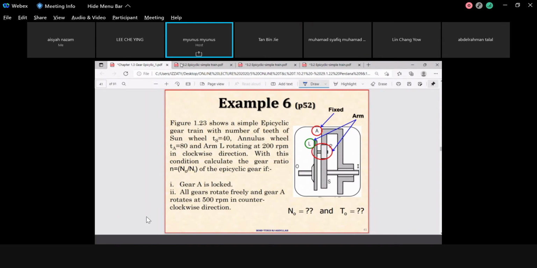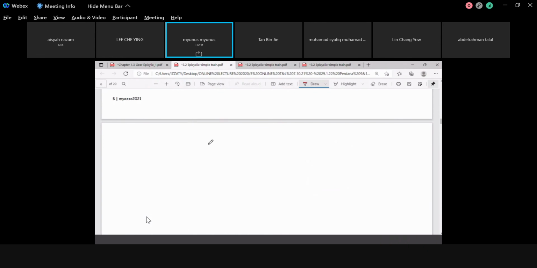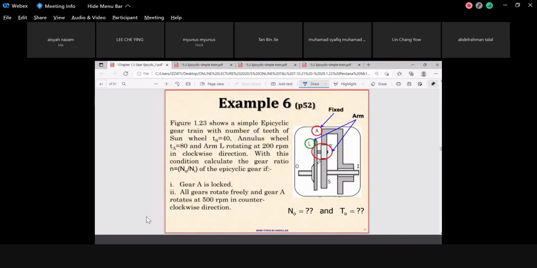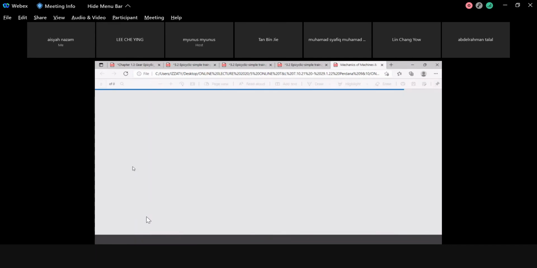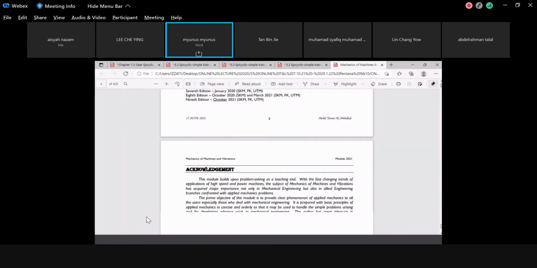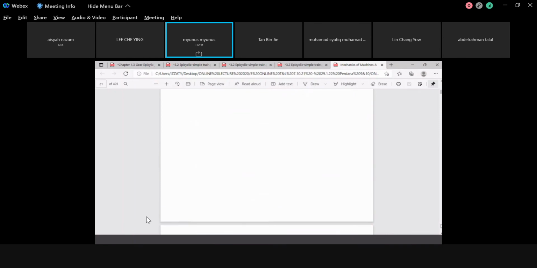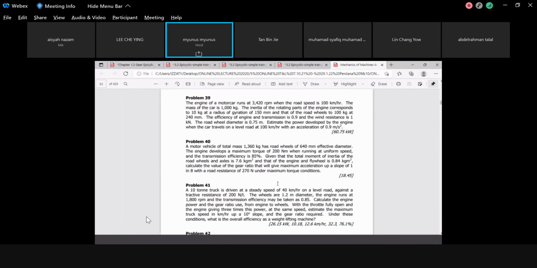Okay, now I'm going to solve this one. Let's solve together. Okay, I'm going to find the file of that particular book. Now get this. Page 52, yeah? Okay, now. Page 52, right?